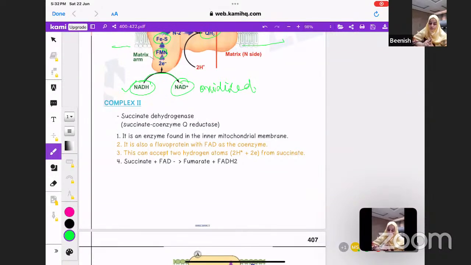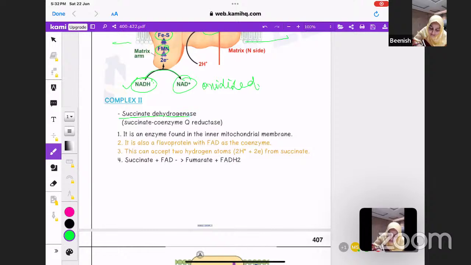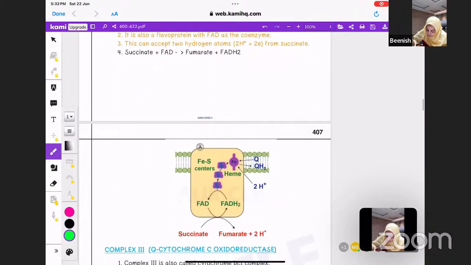Now complex 2 is associated with an enzyme known as succinate dehydrogenase. One thing to note is that complex 1 and complex 2 are not arranged in a series. Both of them are going to give their electrons to coenzyme Q. Succinate dehydrogenase, if you remember, is an enzyme in the TCA Krebs cycle. As you can see in this diagram, it forms fumarate, and while it forms fumarate, it gives its electrons to FAD, and FAD changes into FADH2.